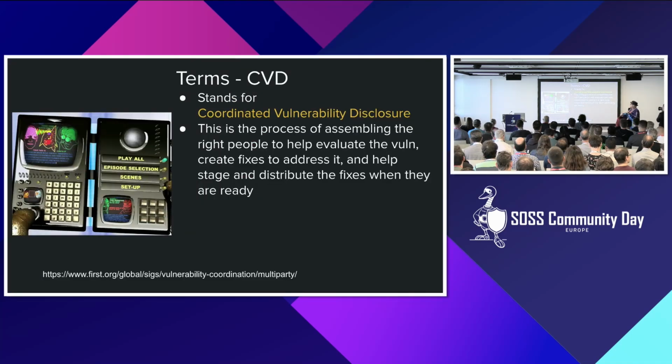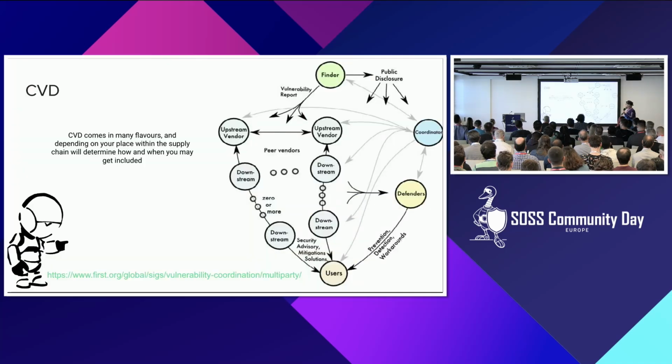So CVD stands for Coordinated Vulnerability Disclosure. This used to be called Responsible Disclosure. Now it's called CVD. Again, it's about coordination, partnership, and collaboration. And this is the de facto standard of how upstream works, how the vendor security community works.